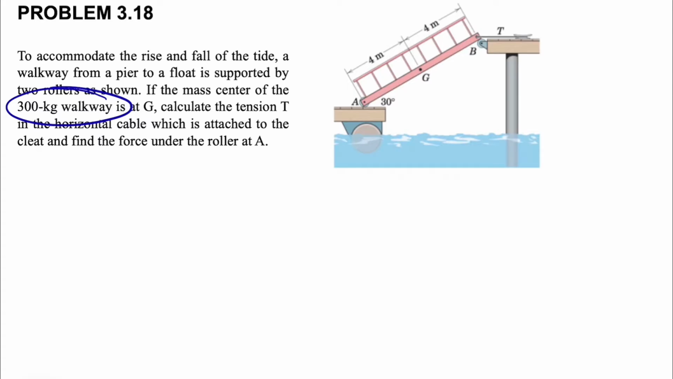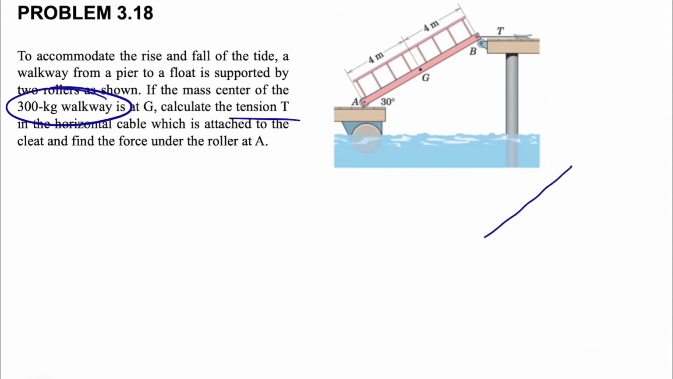And we need to calculate the tension in the horizontal cable which is attached to the cleat, and find the force under the roller at point A. So before everything, we're going to start with the free body diagram of the walkway.